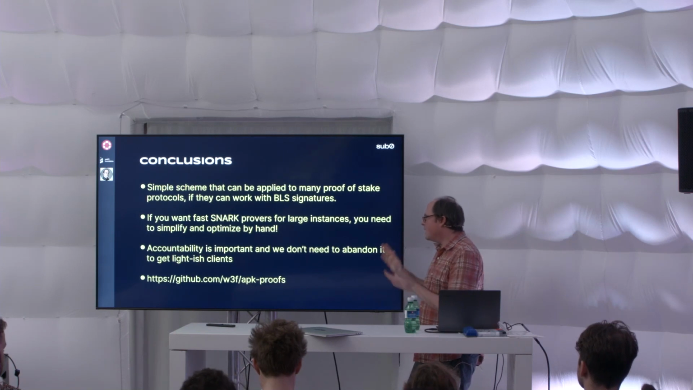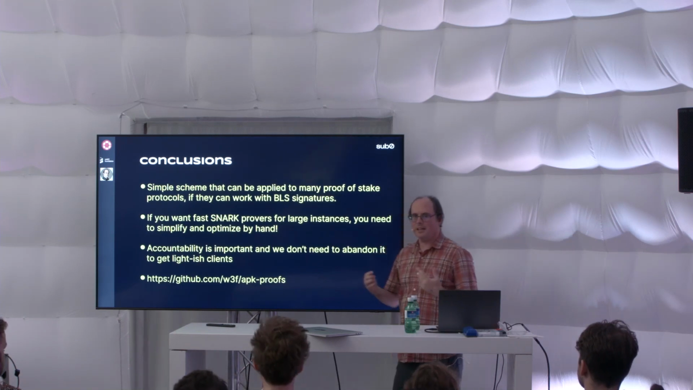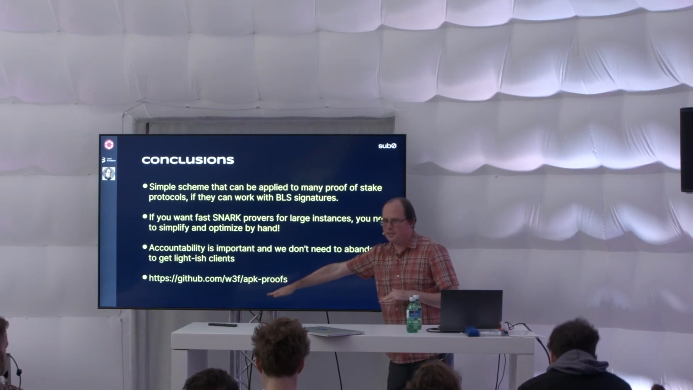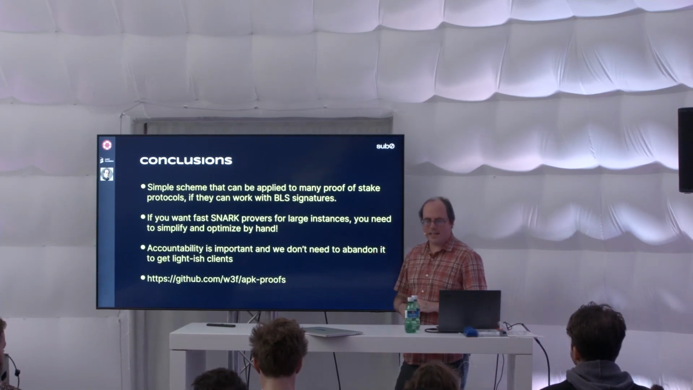And to point out, we don't have to abandon accountability to get a light client. It's super important for chains. We have code. This is real. Go and check it out.